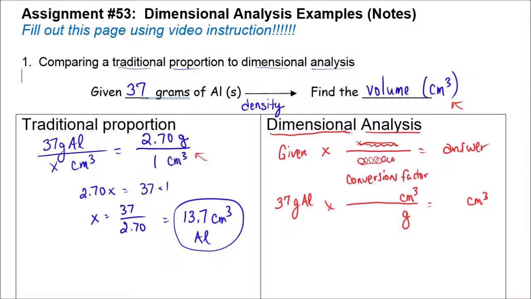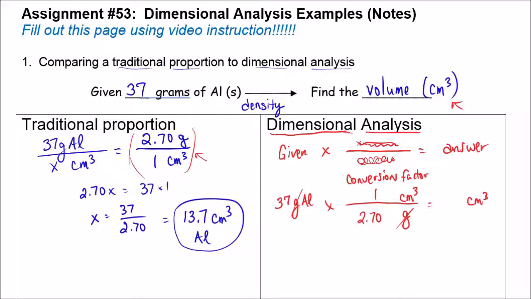I need to tell the truth. The truth is, according to density, 1 cubic centimeter is 2.70 grams. So you'll notice if you look at this red conversion factor that it is the upside down version of the way I wrote the density in the blue version. The reason I know it's upside down: grams must cancel. Cubic centimeters must survive.